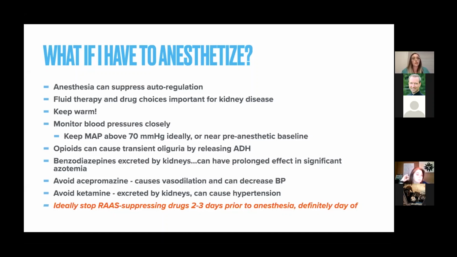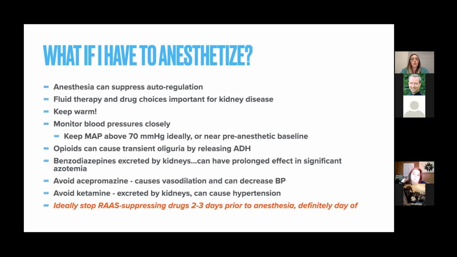We're going to need to choose our fluid therapy and our drug choices. We have to make sure that we're keeping these pets warm, and again, obviously, monitoring their blood pressures closely. I know that the standard number for our mean arterial pressure is 60 millimeters of mercury. Me personally, I try to keep above 70. If I start seeing my pet hover between 65 to 70, I want to start intervening, because I don't want to get to the point where my mean is 60 or below, and now my kidneys are not being perfused at all. I want to avoid that situation.